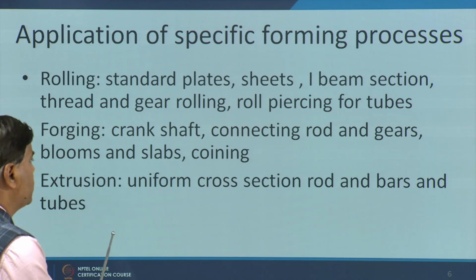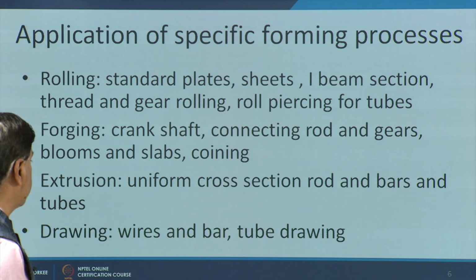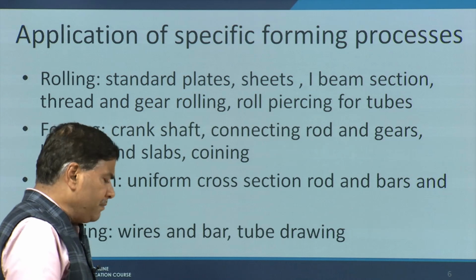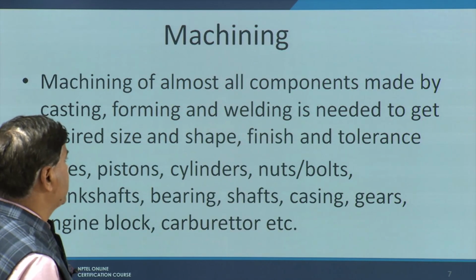And extrusion is used for making the uniform cross section rods, bars, and the tubes. And the drawing is used for making the wires, bars, and the tubes using the tube drawing processes.